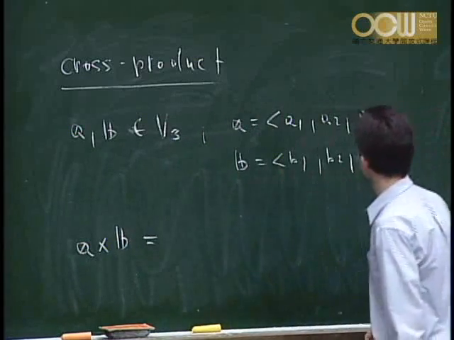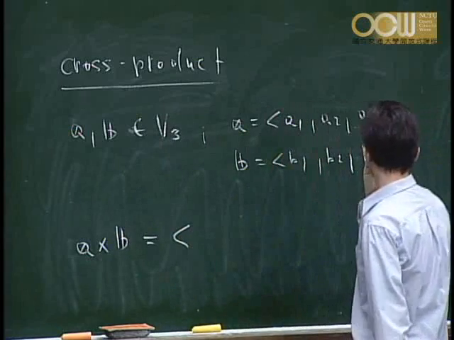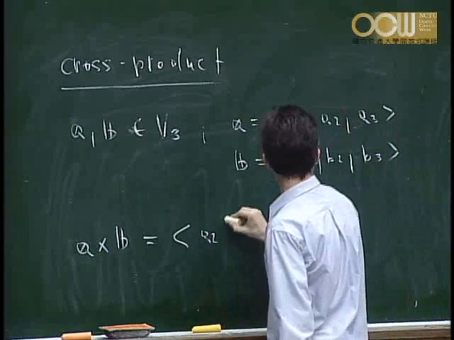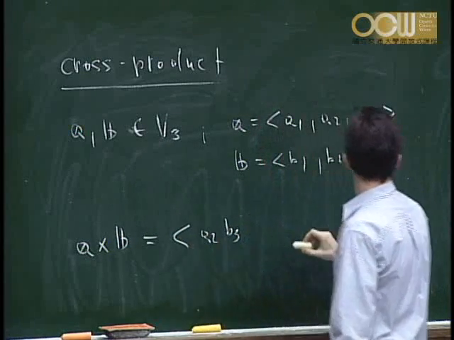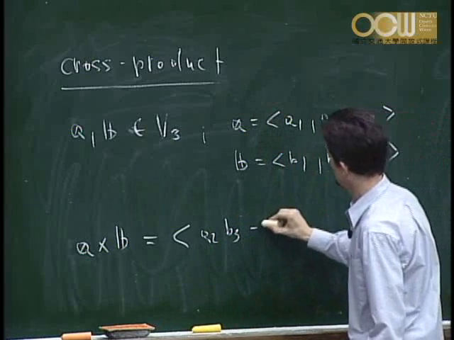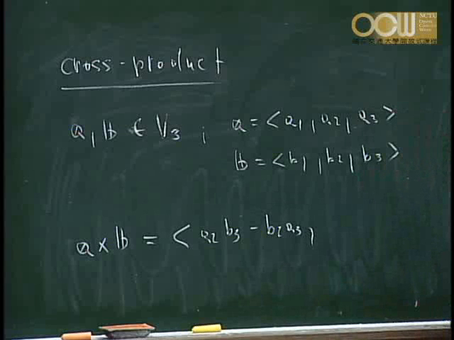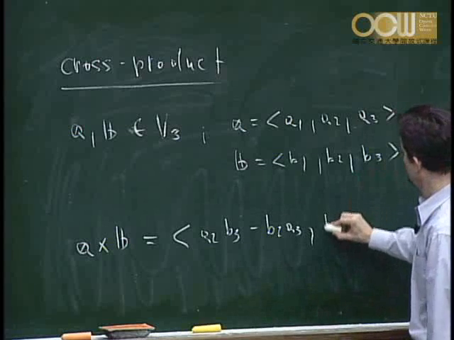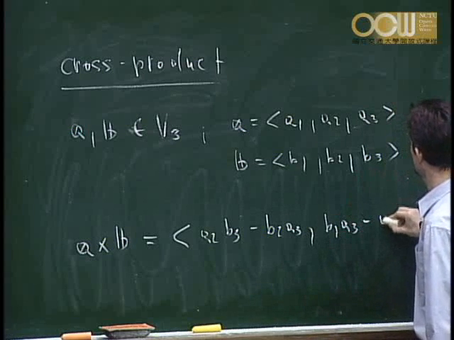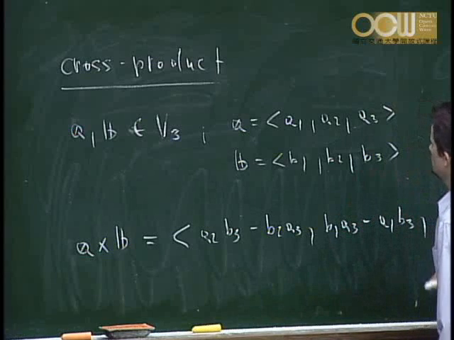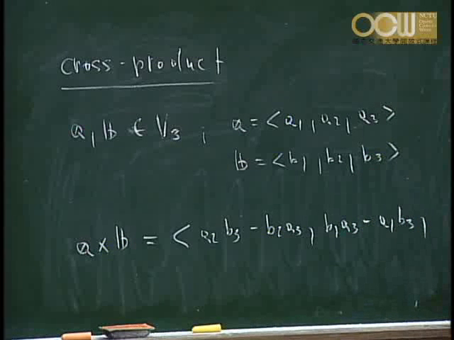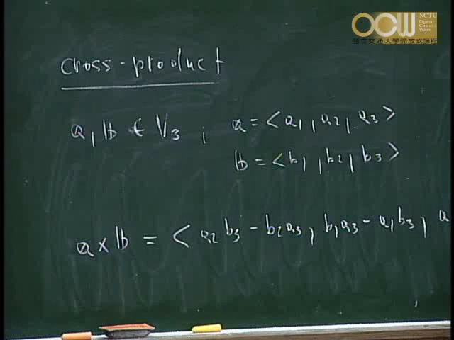So we have A2 times B3 minus B2 times A3. Then we have B1 times A3 minus A1 times B3. And then we have A1 times B2 minus A2 times B1. Okay, so this is one way to define it.